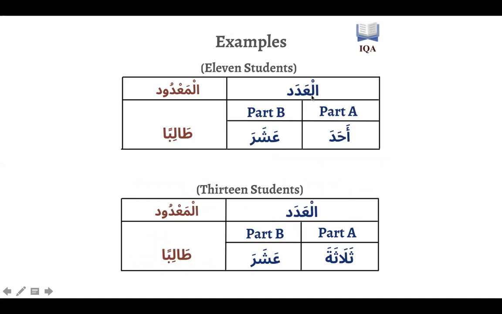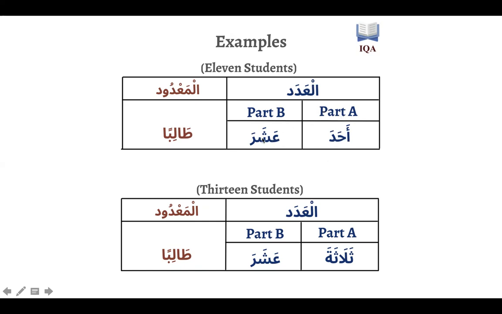As you can see, the number, the adad itself, is made up of two parts. It's a compound. There's part A and there's part B. Part A is going to be the first part of the number. So ahada, that's 1. Ashara, that's 10. So 11. Same thing, for example, sittata ashara, that would be 16. So sittata would be part A, that would be 6. Ashara would be part B, so that would be the 10, if you will, the teen part. So the adad is always going to be made up of two parts, part A and part B. It's very important to remember this.